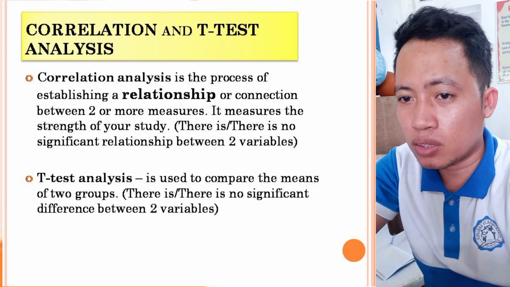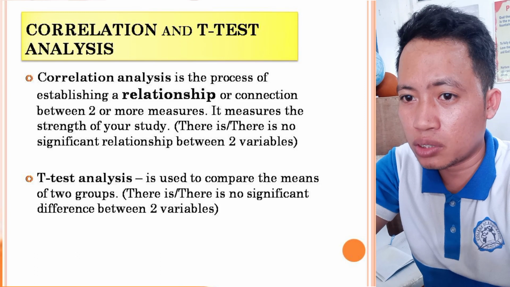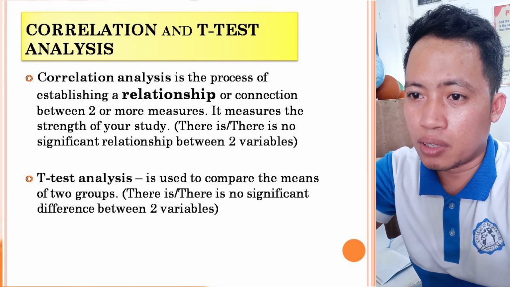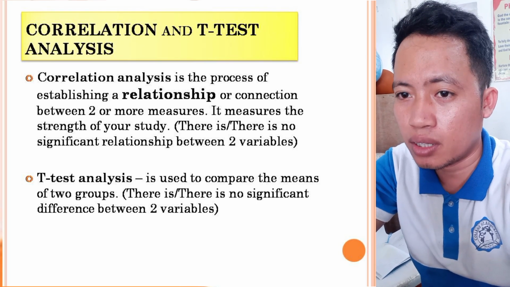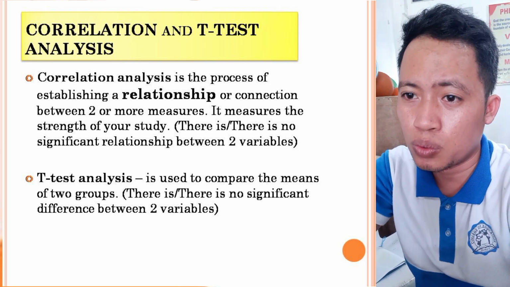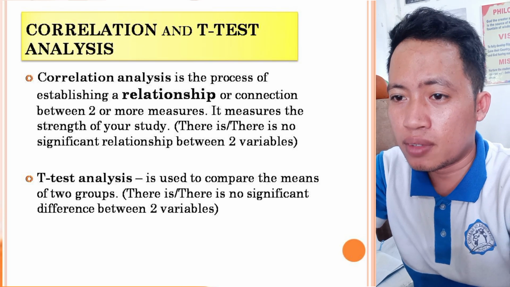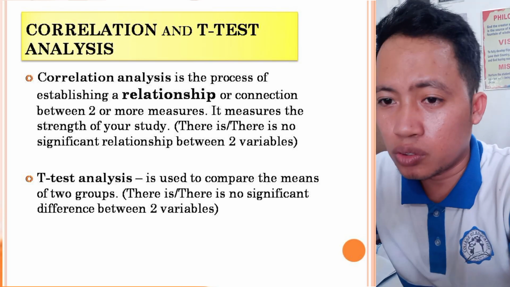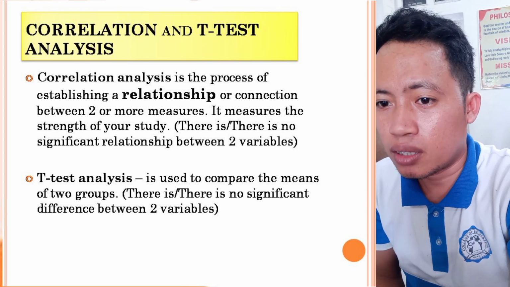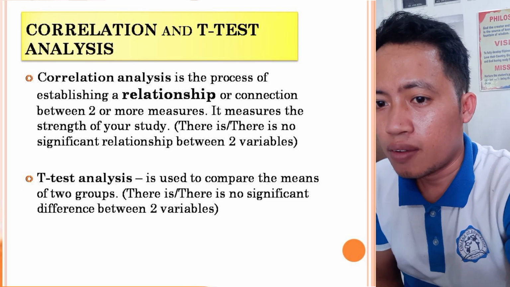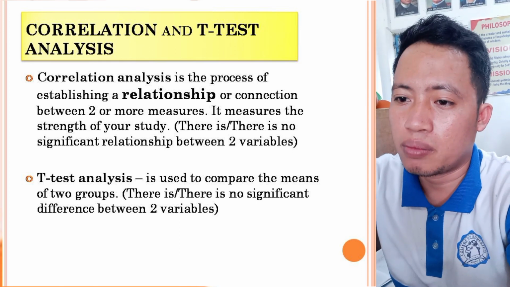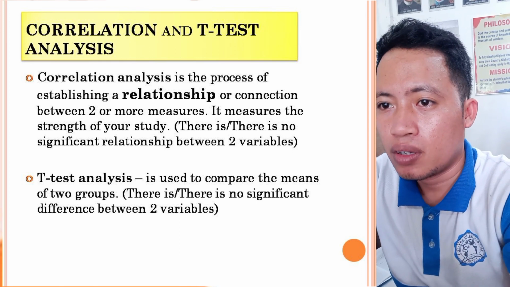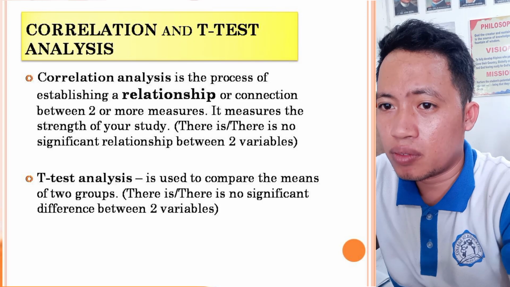Correlation analysis is the process of establishing a relationship or connection between two or more variables. Okay, as what I have said a while ago, it is used to determine the relationship. If we are talking about correlation analysis, then we have the t-test. It's all about whether there is a significant difference between two variables. Understood? And there are two types of correlation.